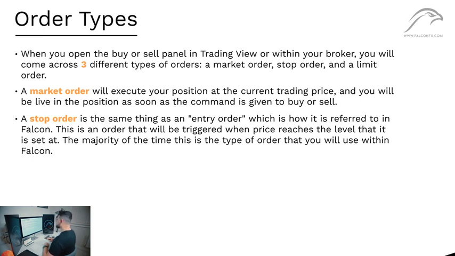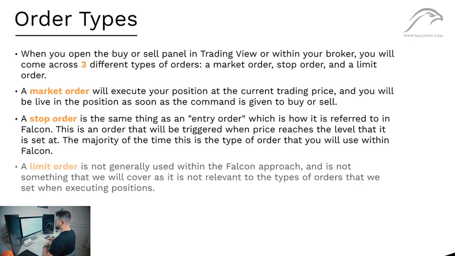This is an order that will be triggered when price reaches a certain level that is set. The majority of the time, this is the type of order that you use within Falcon. So just like in episode 3, when you learned about bear flags and bull flags, let's say you're anticipating a reduced risk entry on a bull flag, you will place your entry order on the breakout. So you're anticipating the price will get that. So that's why we would use that order.